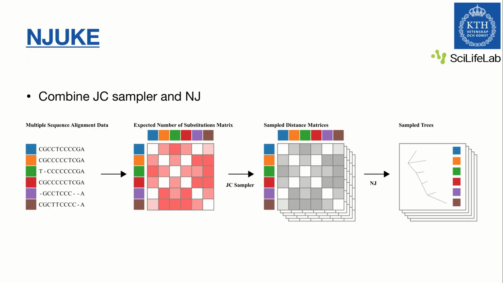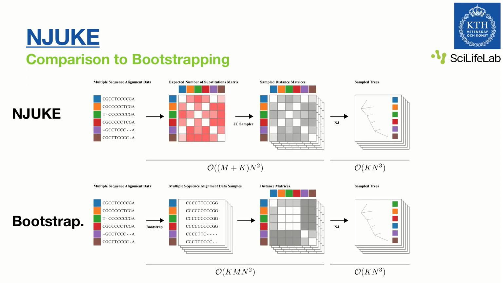So what we do in our project, which is called NJUKE, is we combine JC sampler and neighbor joining. We have the alignment data again, and then we create a pairwise matrix, which is the expected number of substitutions between each sequence. Then we use this matrix to sample k different distance matrices and do the neighbor joining. Simple as that. But why is it a faster approach?